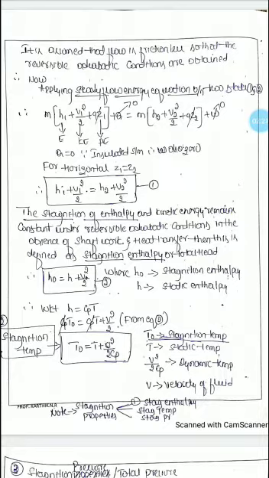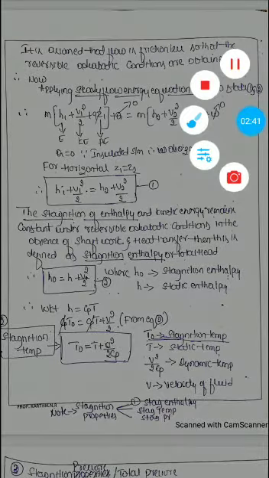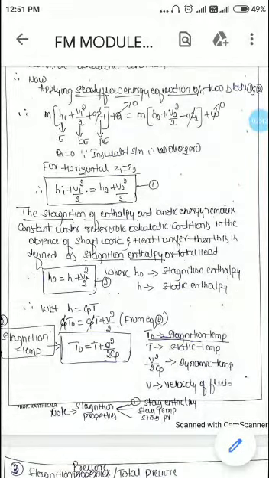Since the pipe is horizontal, z1 is equal to z2. Then the remaining terms are h1 and v1 square by 2, where h1 is the enthalpy, v1 square by 2 is the kinetic energy and g z1 is the potential energy. Since it is horizontal and there is no heat transfer and no work transfer, the equation becomes h1 plus v1 square by 2 is equal to h2 plus v2 square by 2.